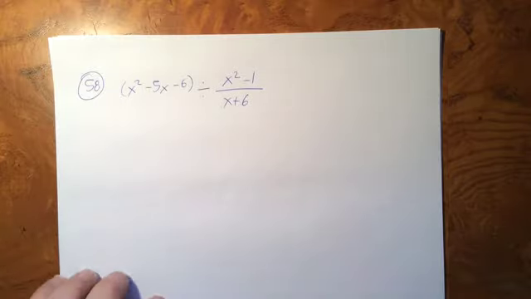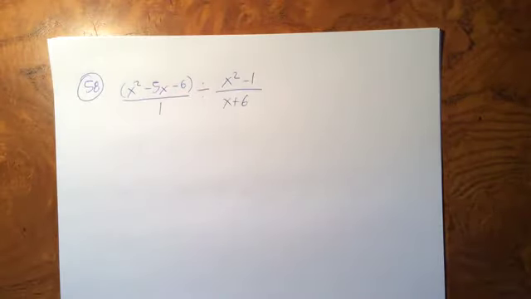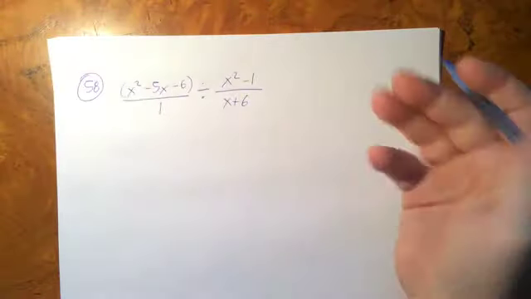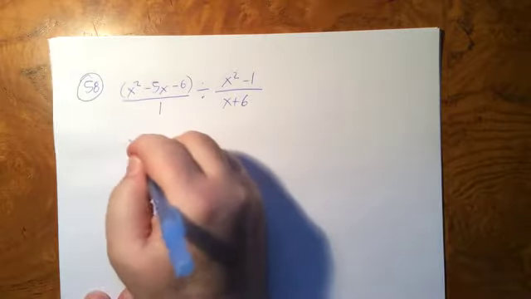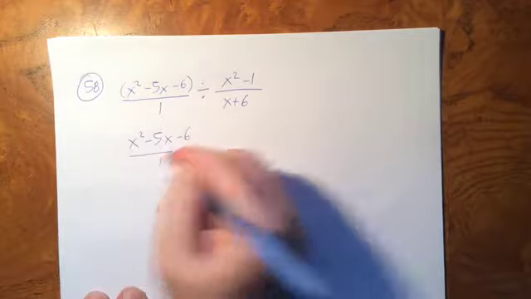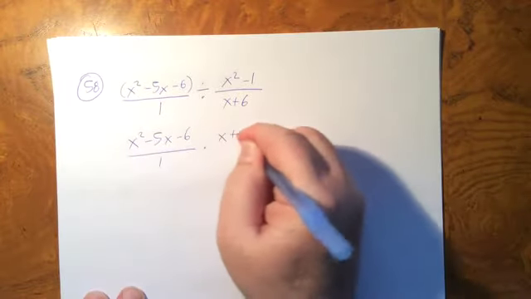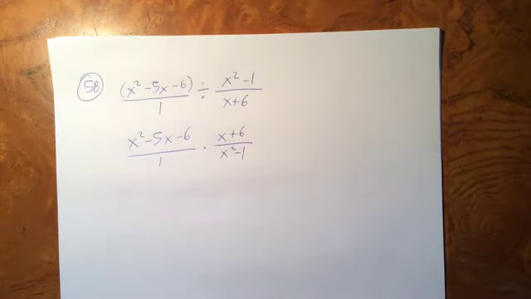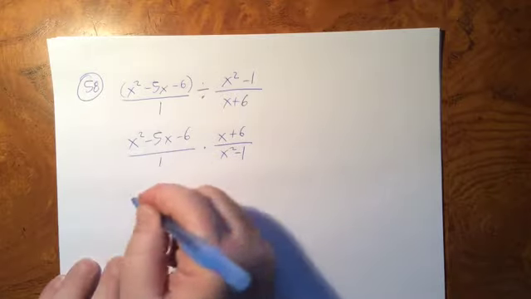Well, to simplify this, go ahead and just put this all over 1. And that should look familiar and a lot more comfortable to people out there. And now I'm going to rewrite the problem as a multiplication problem. So this will give me x squared minus 5x minus 6 over 1 times x plus 6 over x squared minus 1. Now that I have the problem in a form that looks comfortable, I'm going to see what factoring I can do. Just remember, make the problem multiplication before you factor.